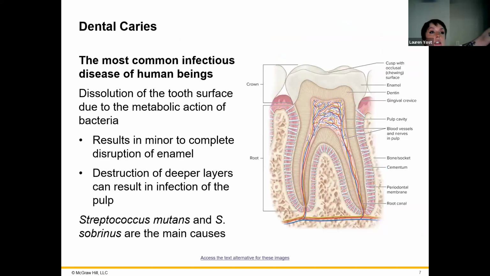So again, dental caries is what we call tooth decay, and it is the most common infectious disease in humans, period. Guaranteed everybody in this room has had some form of tooth decay. Whether you've had to have fillings or not isn't the question, but you've probably had some level of tooth decay to some degree.